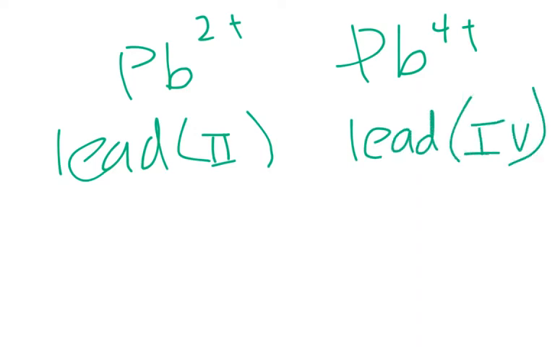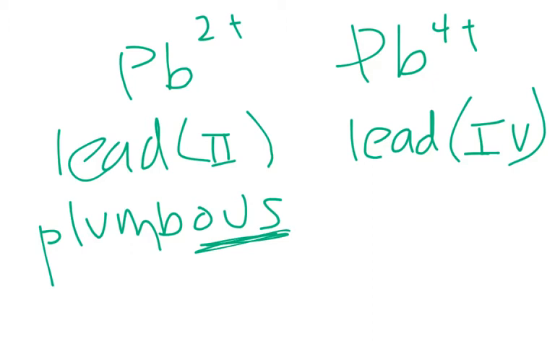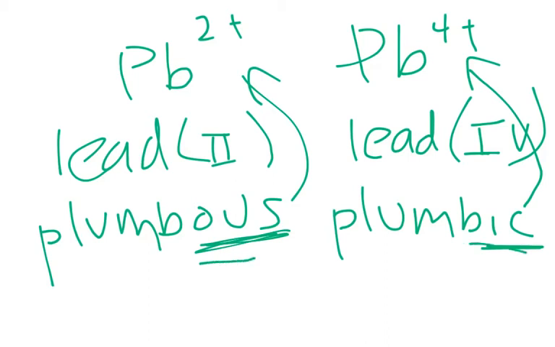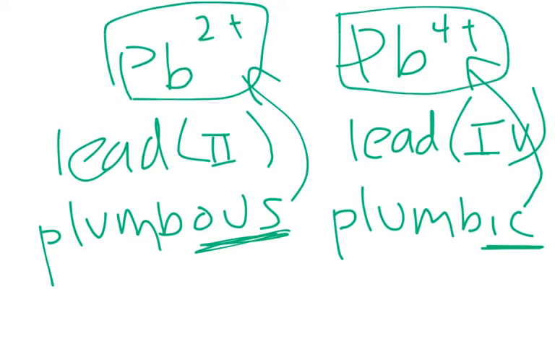Now in the traditional system, we call this plumbous, and the -ous is because it's the lower charge, and we have plumbic. I don't even know if I'm pronouncing this right. I hope I am. But the -ic is the larger of the two. So we use the -ous and -ic usually when the ion only exists in two forms, such as lead, which exists in +2 and +4.